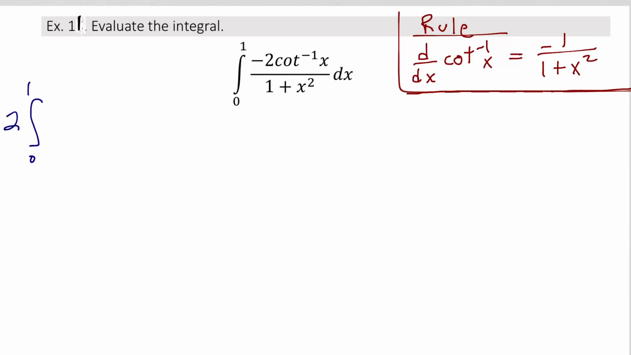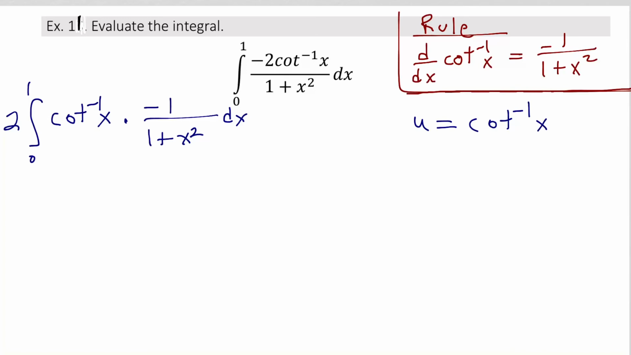Put the 2 out front so that you've got the inverse cotangent. And then you've got the negative 1 over 1 plus x squared, and then the dx. So I've got this here would be my u. So let's set that up. u is the inverse cotangent of x, which would mean du, according to my rule above, is negative 1 over 1 plus x squared dx. All right. So that means I've got my u first, and then my du.